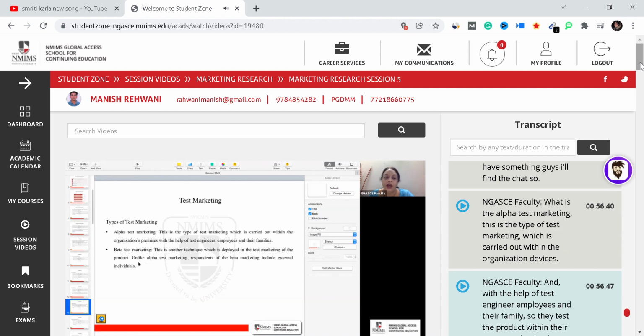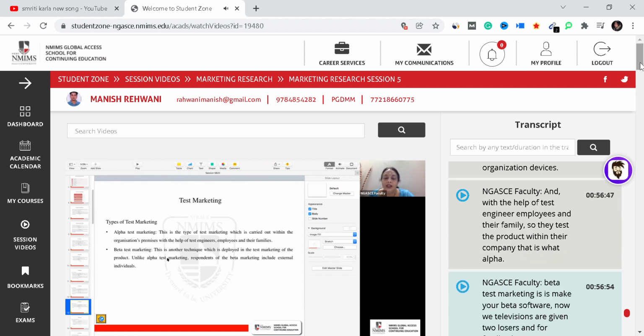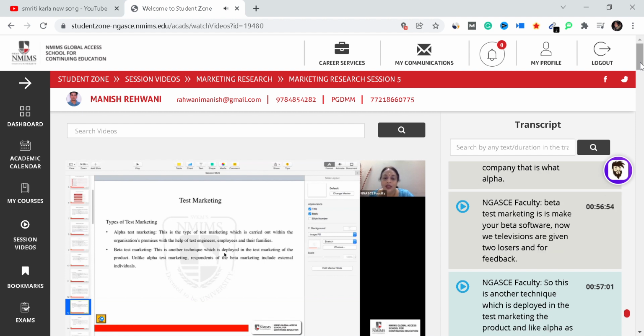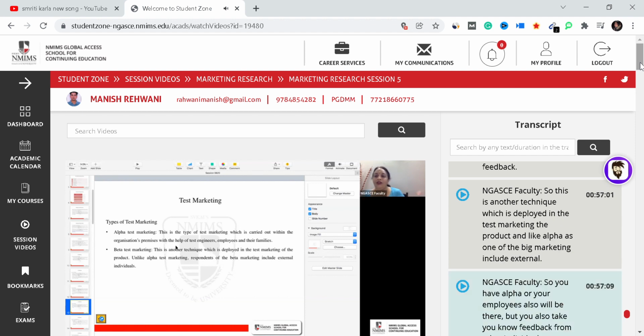That is alpha. Beta test marketing is like your beta software, how beta versions are given to users for feedback. This is another technique deployed in the test marketing of a product. Unlike alpha, respondents of beta marketing include external individuals. So your employees also will be there, but you will also take feedback from other, external individuals. So that is test marketing.